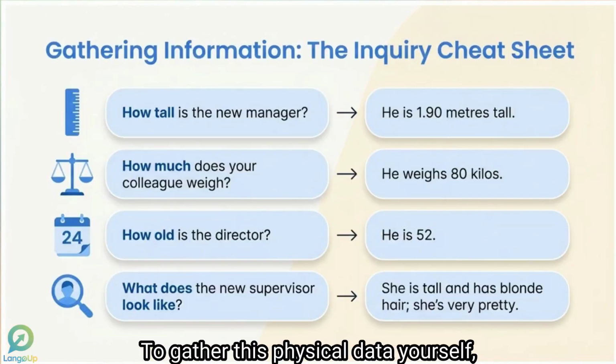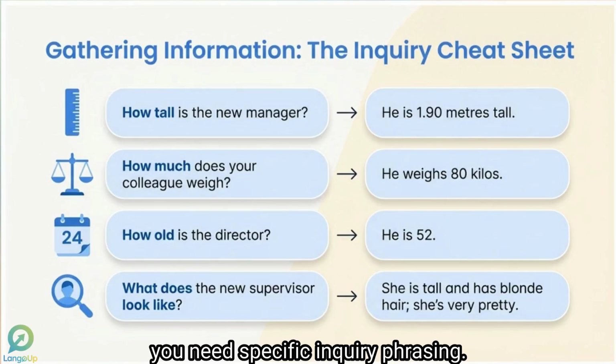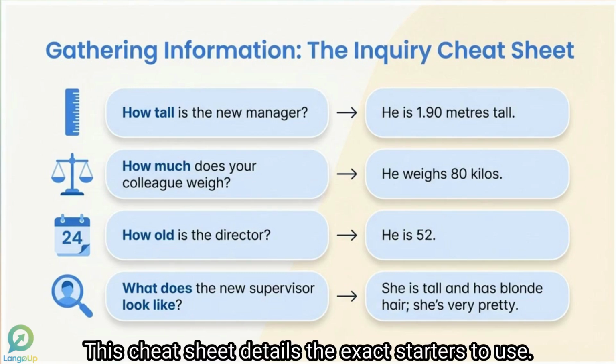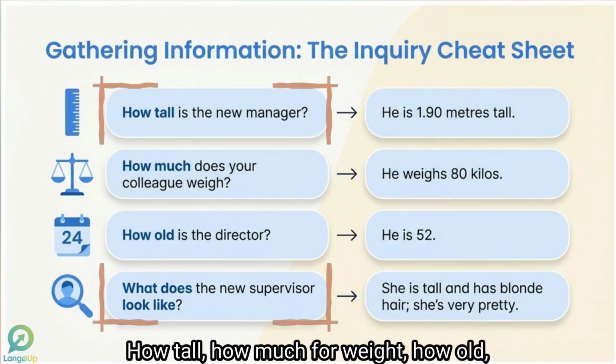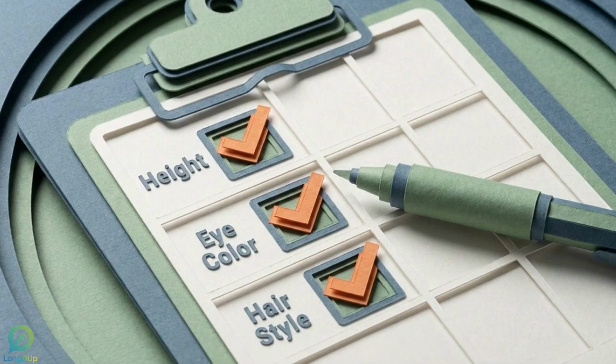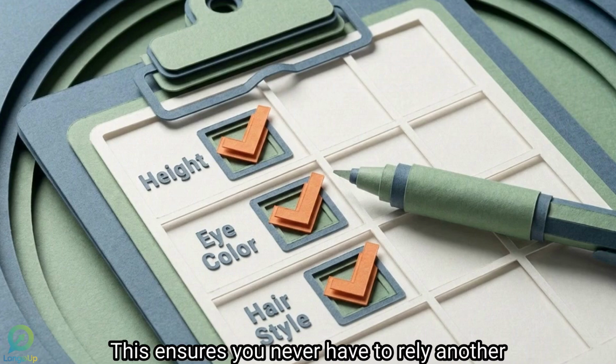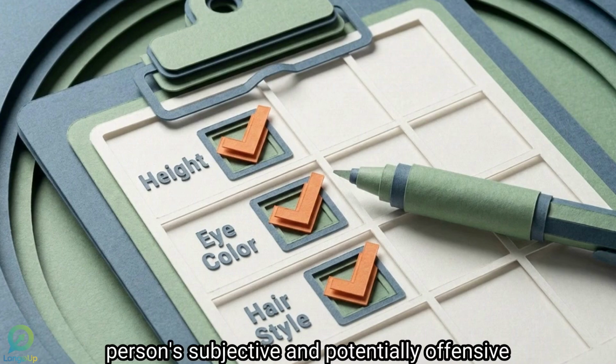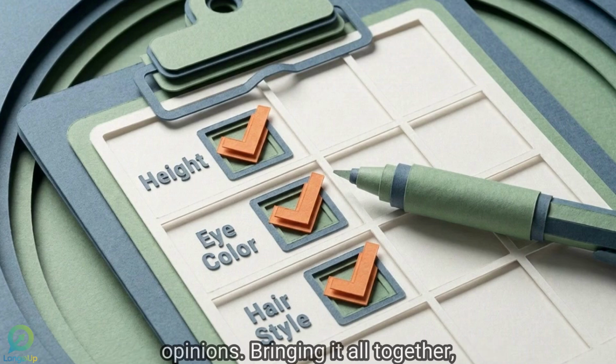To gather this physical data yourself, you need specific inquiry phrasing. This cheat sheet details the exact starters to use: how tall, how much for weight, how old, and what do they look like. Deploying these precise, targeted questions yields hard, objective data. This ensures you never have to rely on another person's subjective and potentially offensive opinions.